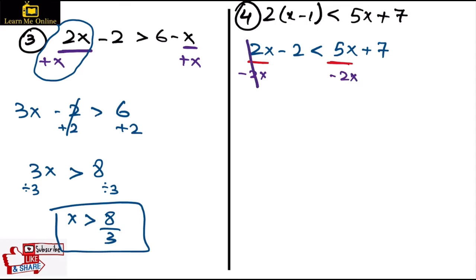So the 2x cancels out. You would have minus 2 on the left hand side. Here 5x minus 2x would be 3x, and there's a plus 7. Now we do the inverse of the number on the right hand side, which is doing minus 7 on both sides.